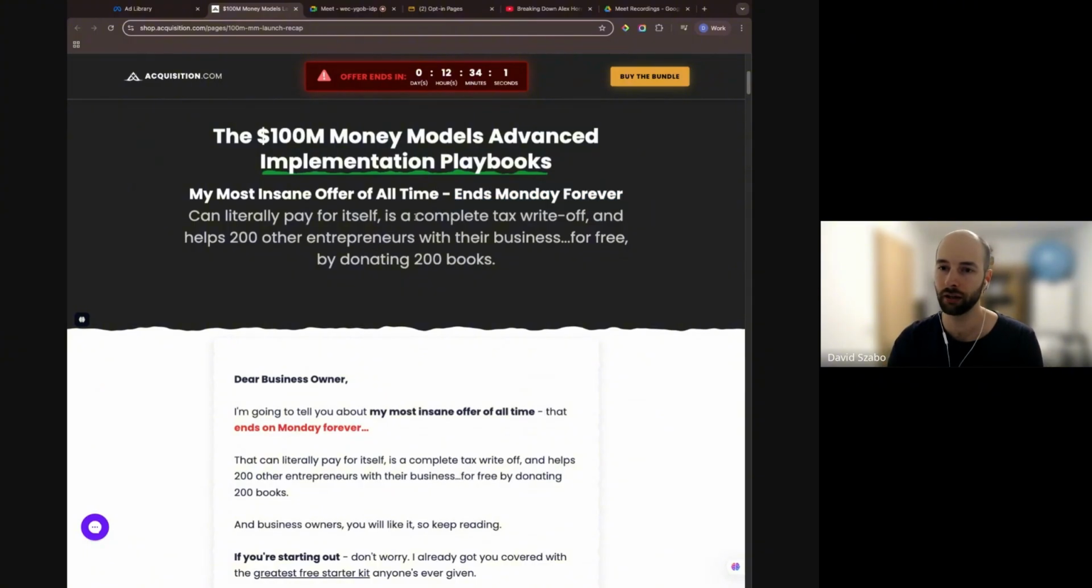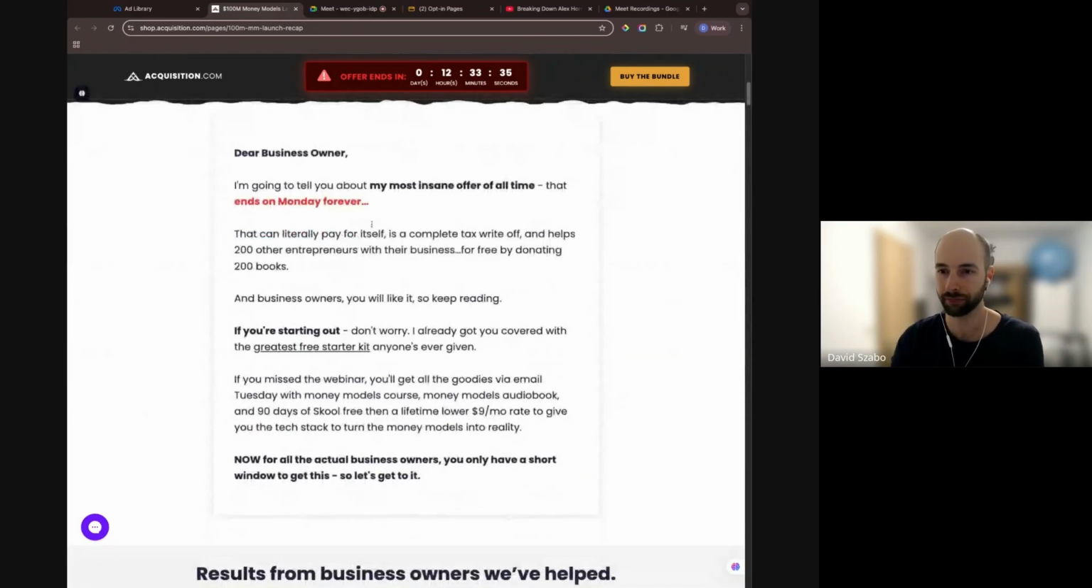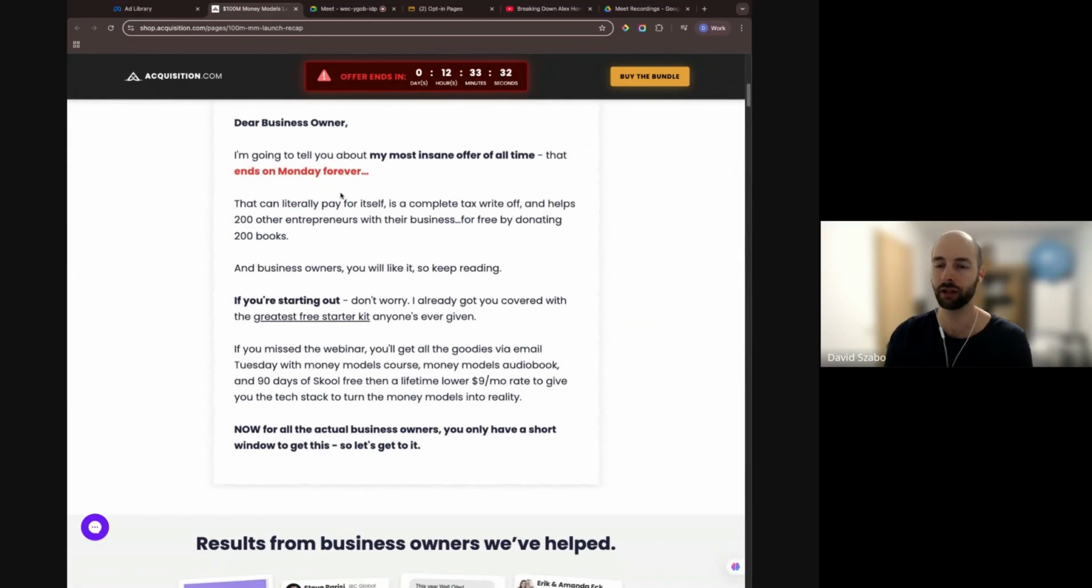And this can later pay for itself. It's a complete tax write-off because it's a donation. So what he's doing here is handling the objection of what if this whole book is not really worth it? Well, you can still write it off as tax, so it's not going to be an expense for you as a business owner. That is a really strong objection handling, right below the fold. And if we come to the next part, for the third time you see that the offer ends, and he reiterates it's a tax write-off.